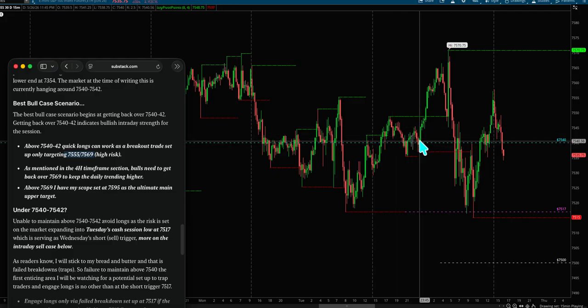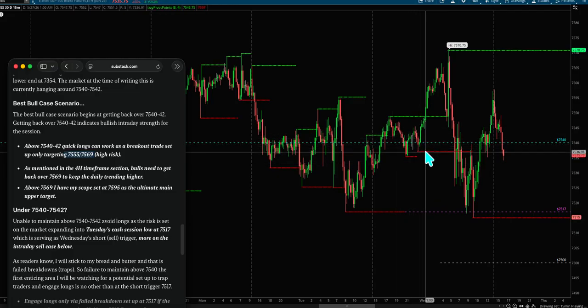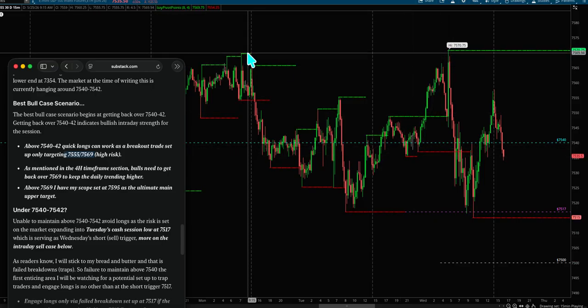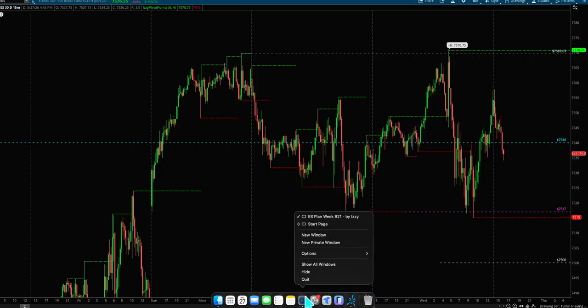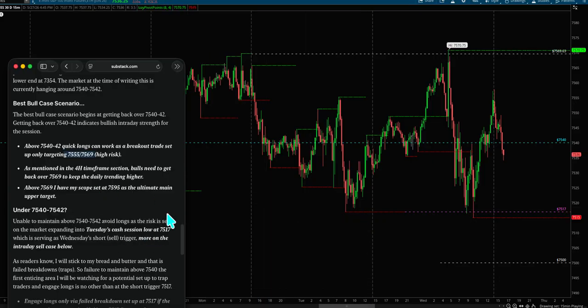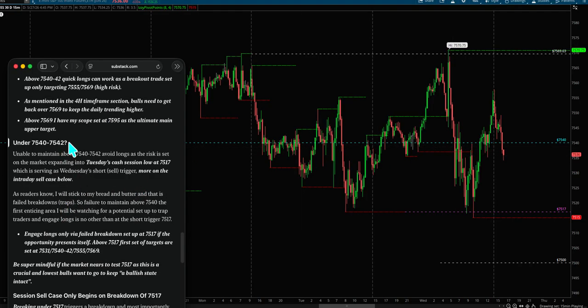the holiday high. Okay, and in the overnight session, bulls maintained very well above 75.40. We pushed up, tested 75.69. Okay, we tested 75.69 and we got rejected, which put us right back at 75.40 into Wednesday's cash session.